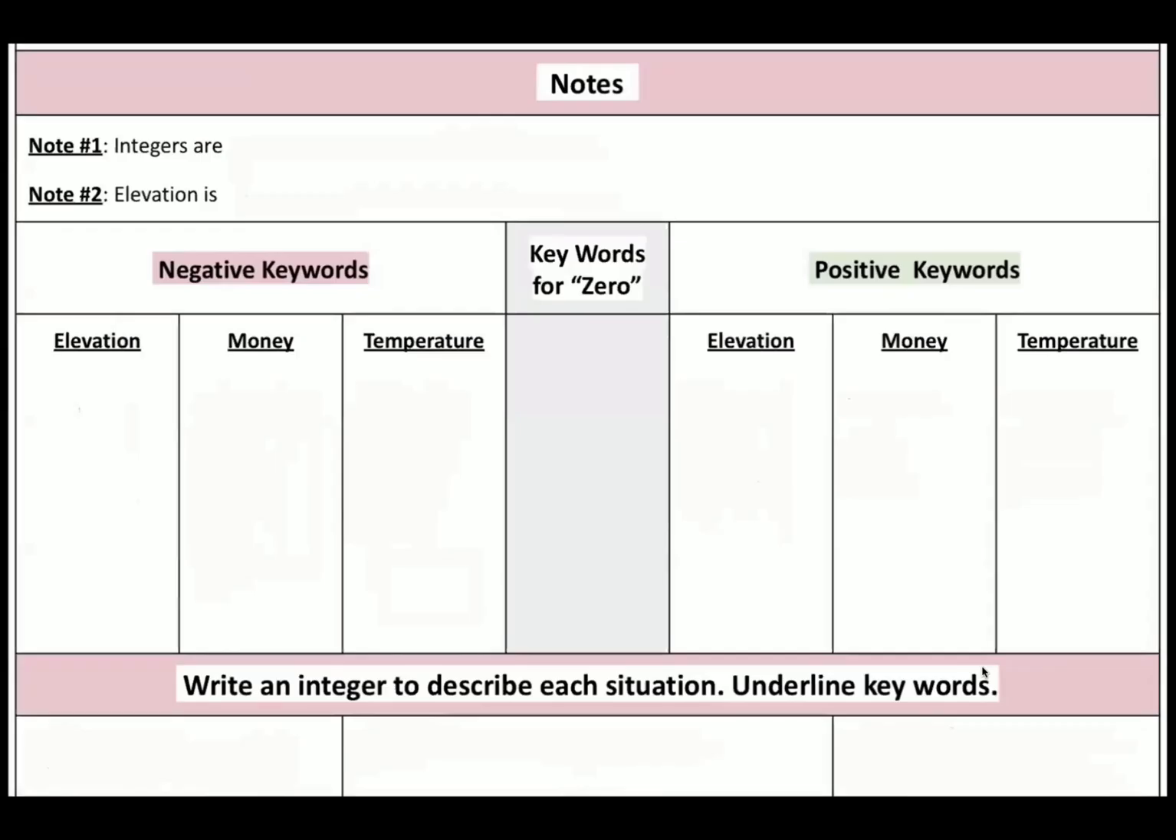Let's get started with some notes. Our first note today, and make sure you're writing with me, is integers are positive or negative whole numbers. So 6, -8, 12, those are all integers. Now, elevation is the distance above or below sea level. So if you're scuba diving, you are below sea level.